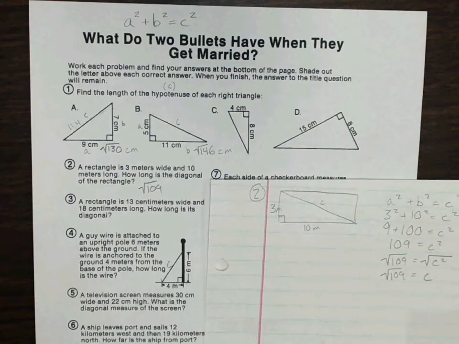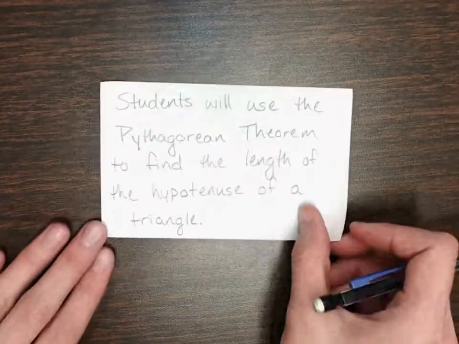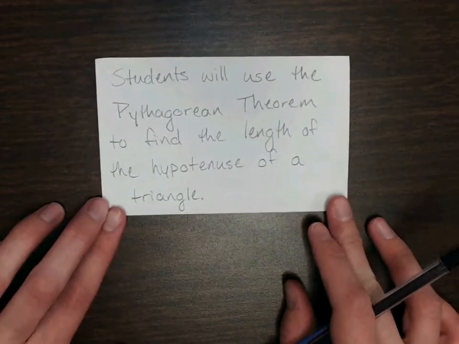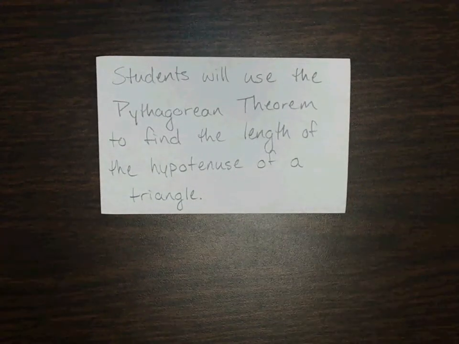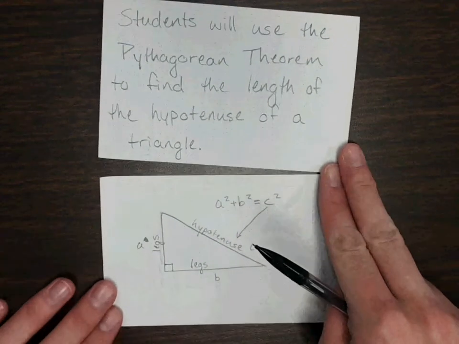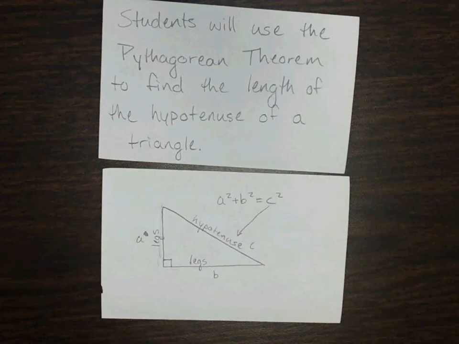Okay, at the end of this, you should be able to answer the question, what do 2 bullets have when they get married? And then by the end of today, you should have met our target for the day. We should all be able to use the Pythagorean theorem to find the length of the hypotenuse of a triangle. Thanks.